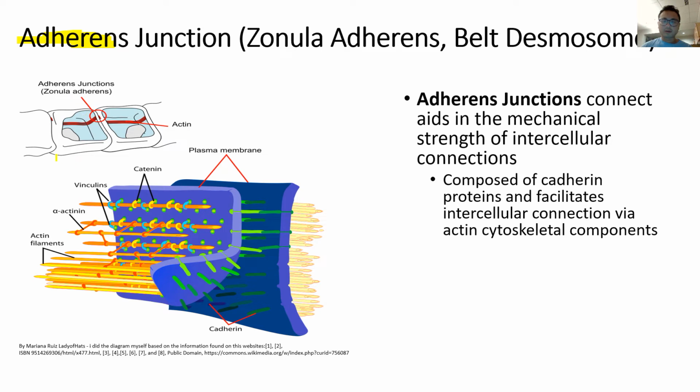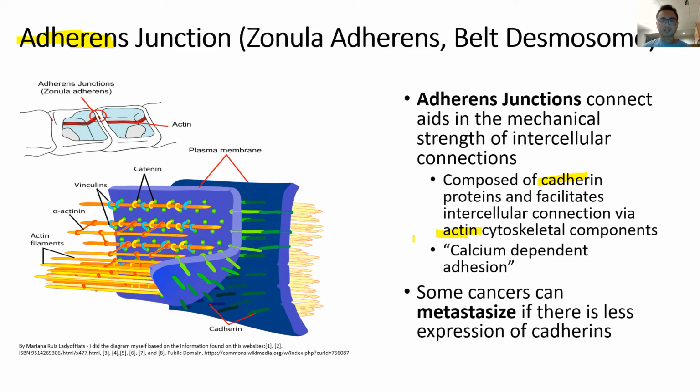And so these are composed of cadherin proteins. Cadherin stands for calcium-dependent adhesions. And this facilitates the intercellular connection via the actin component, so the microfilaments of the cytoskeleton. And adherens junctions, specifically cadherin, is incredibly important clinically because some cancers can actually metastasize if there is less expression of cadherins.